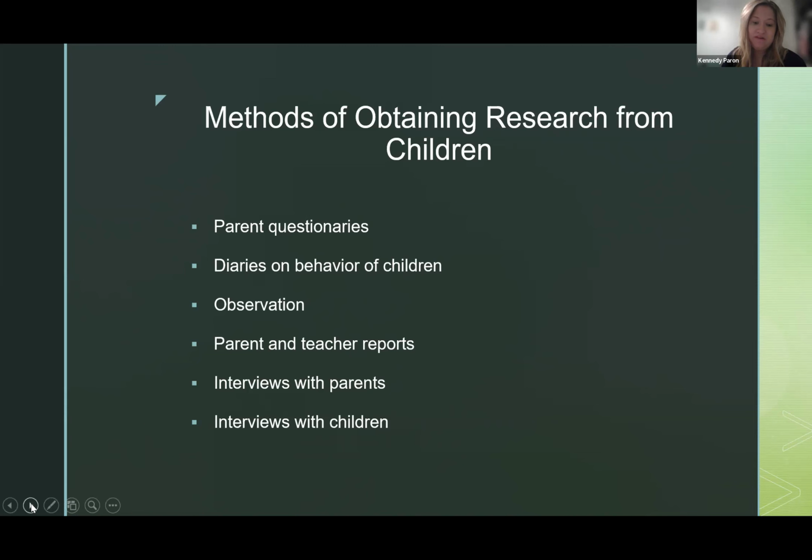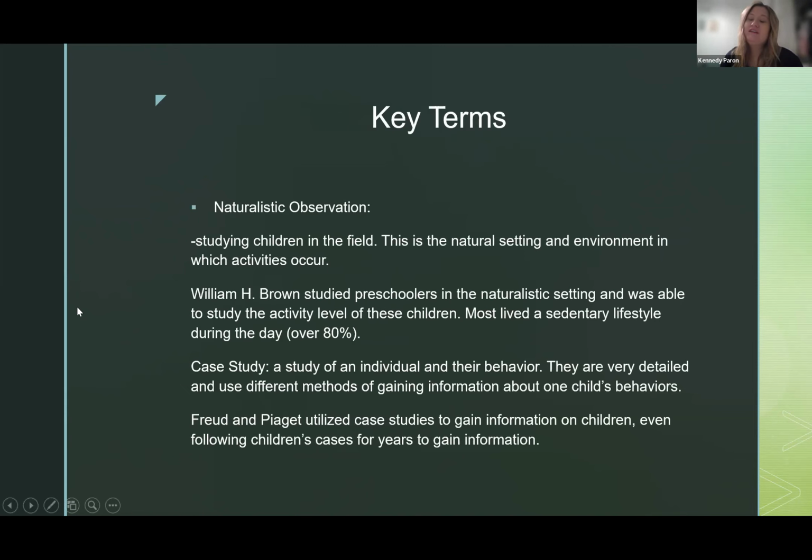That's very important. So there are key terms that we're going to look over. So first, there's naturalistic observation. So this would be studying children in the field itself. This is very natural, and this is in their natural setting or environment in which the activities occur. So maybe, for example, you want to watch children's behavior when they play with others at recess. So you can watch them play kickball or use the swings, and you just casually observe what they are doing. You don't interfere. You just observe what they're doing.